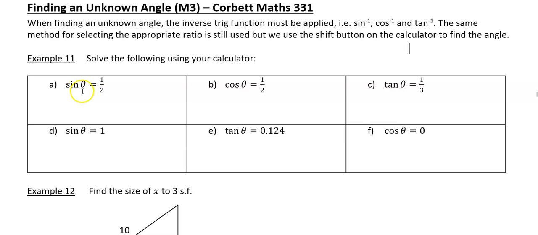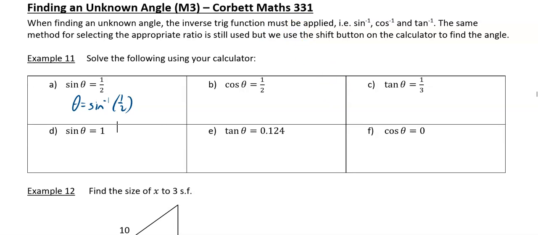So here we want to find what theta is on its own. So to get theta on its own, we have to do the opposite of sine. So the opposite of sine, we have just been told, is the inverse of sine. So sine to the minus 1 of 1/2 is what we want to do.